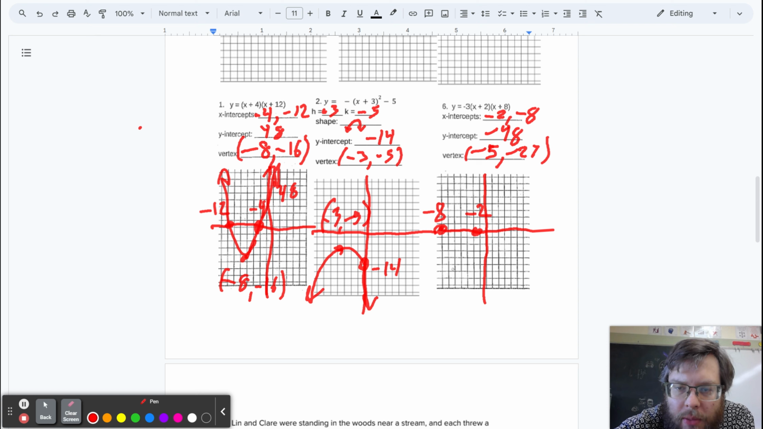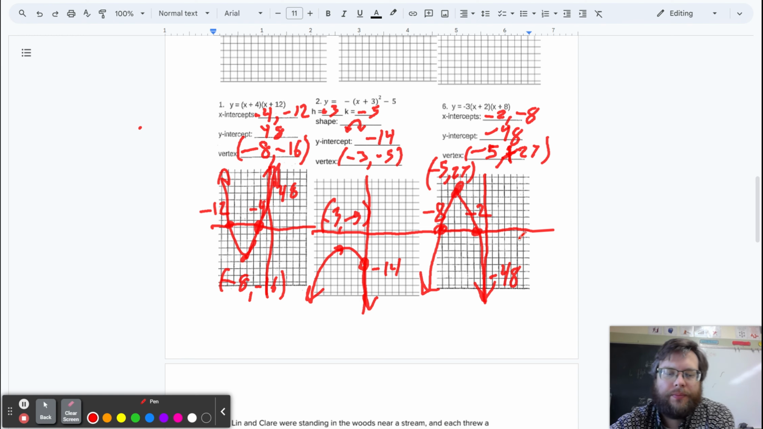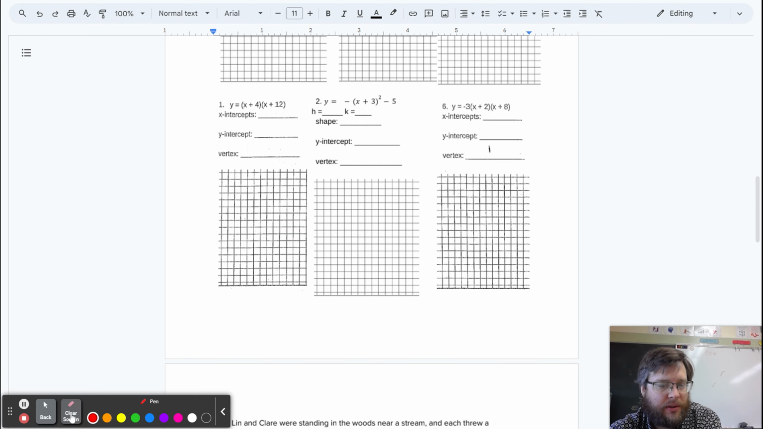I think that it should be a positive 27 when we do our vertex. Yeah, I screwed up with my multiplication. So negative 5, see, don't do a speedrun video. You'll mess something up. Like that. Negative 5 and 27, and then negative 48. All right, so that's it for the graphing.